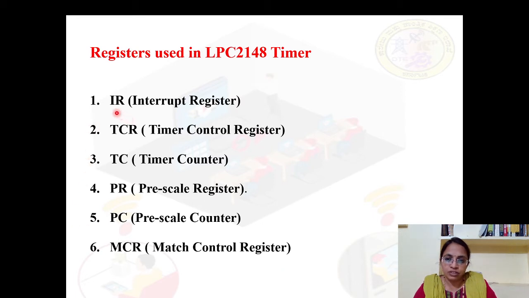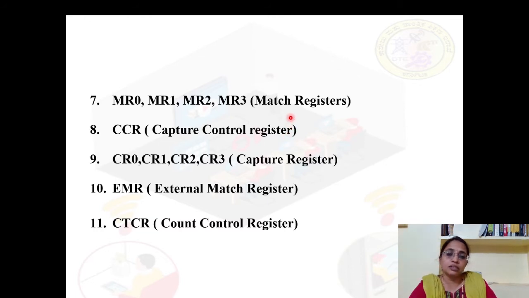So, what are these 11 registers? The first one is the interrupt register. The second one is the timer control register. The third one is the timer counter. The fourth one is the prescale register. The fifth one is the prescale counter. The sixth one is the match control register. The seventh one is the match register. The eighth one is the capture control register. The ninth one is the capture register. The 10th one is the external match register, and the last one is the count control register. So let us study in detail about all these 11 registers in today's session.